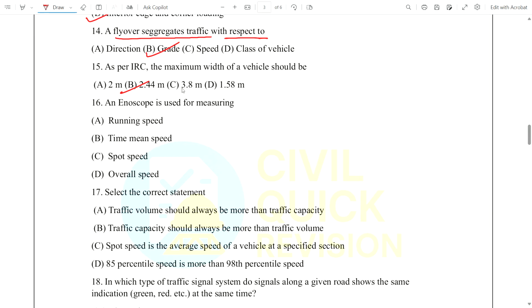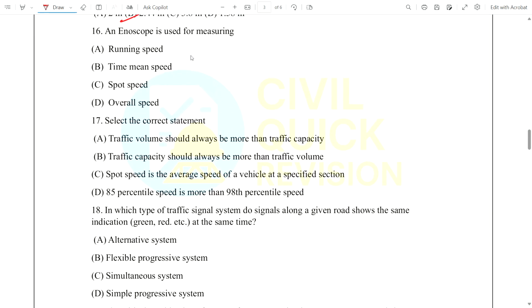Now question number 16, an enoscope is used for measuring what? Is it running speed, time mean speed, spot speed, or overall speed? It is the spot speed. Okay. Now come to question number 17.